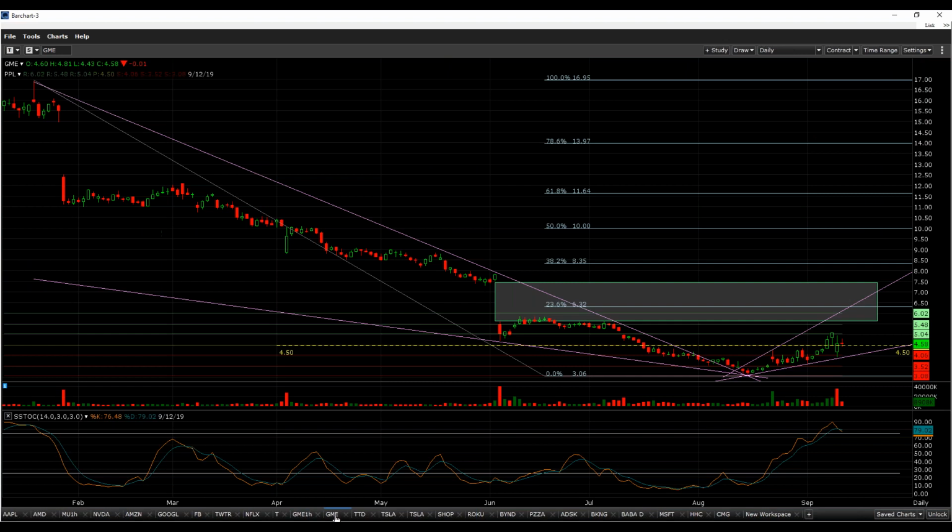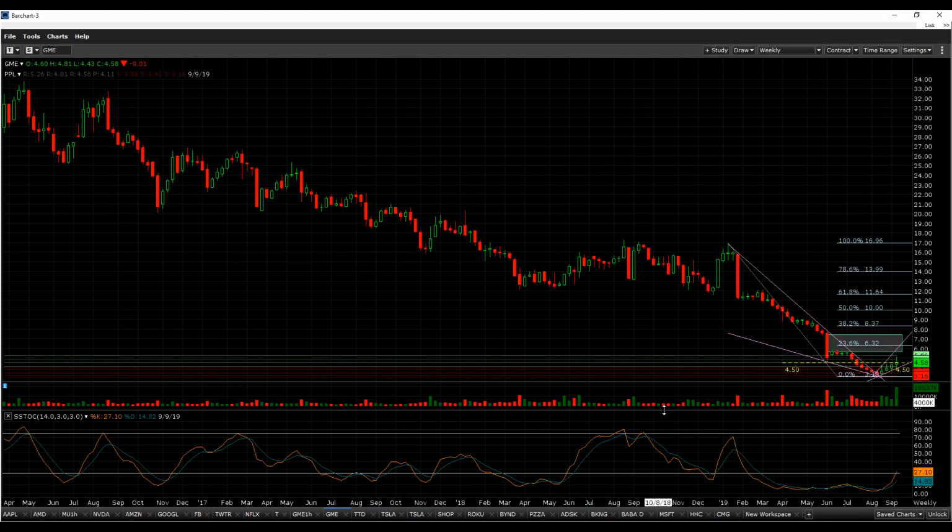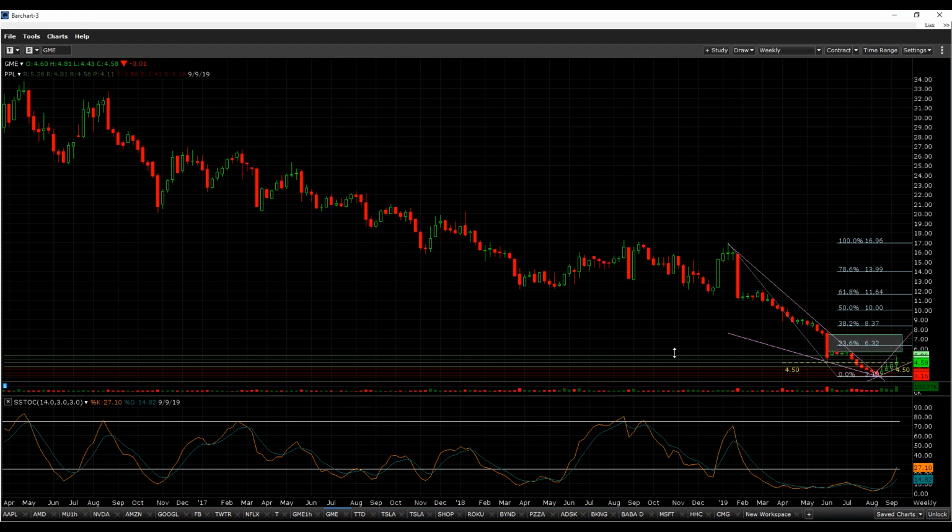Now, you asked about the RSI over 80. Yes, I see it. But at the same time, let's look at the weekly. The weekly RSI, my friend, is just starting.